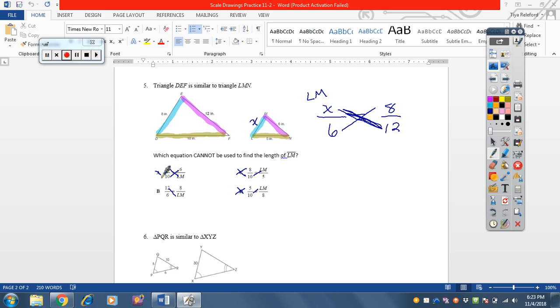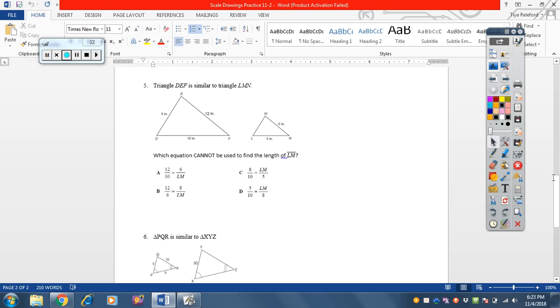This is 6 times 10. It doesn't work. This is 5 times 8. We already said it doesn't work. This is 6 times 8. You have to set it up and find the cross products that match.